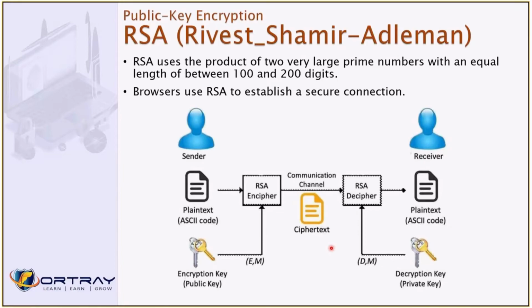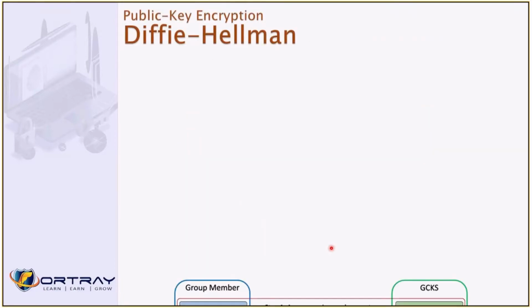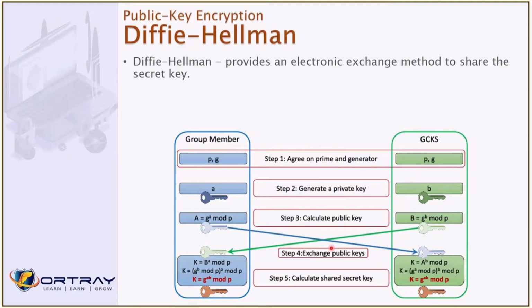A browser uses RSA to establish a secure connection. That's fine. Diffie-Hellman is another one we most likely use. It provides an electronic exchange method to share the secret key. Now, if we use a shared secret, for example, let's say a password between us, say we are using Cisco 123, that's a shared secret key between you and me. Now, that shared secret key has to be, there are two ways.